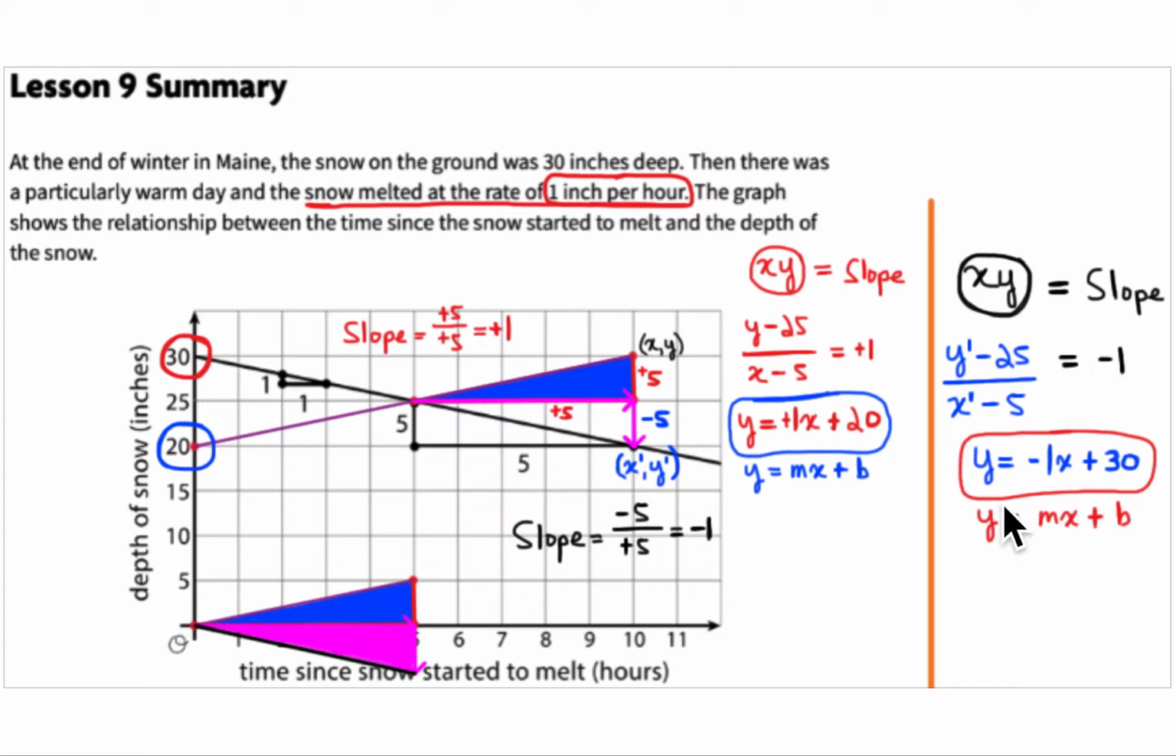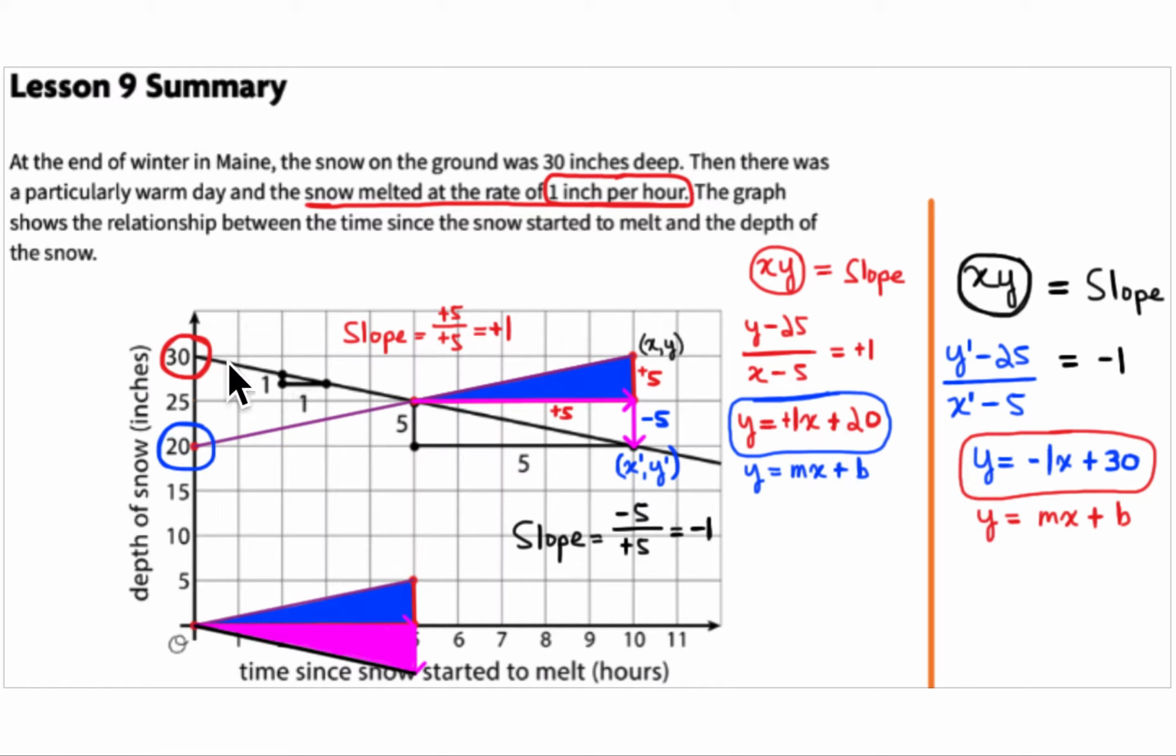So now we have an equation of y equals negative 1x plus 30. So if you go through the algebra, you're going to end up with this equal to a positive 30. So notice that the y-intercept over here is positive 30. So y is equal to a negative 1x plus 30.